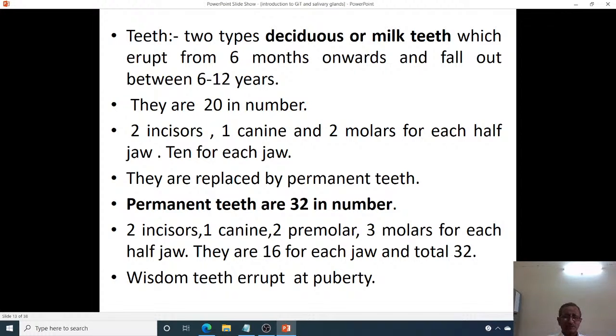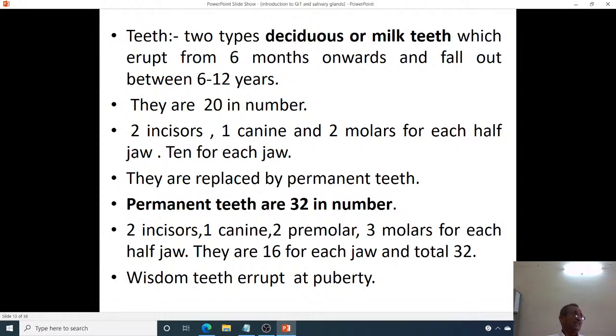Permanent teeth are about 32 in number: 2 incisors, 1 canine, 2 premolars and 3 molar teeth on each half of jaw. That means for the mandible it will be 16 teeth and for the maxilla it will be 16 teeth. So totally 32 teeth. Of these, the last 2 molars will erupt at puberty.